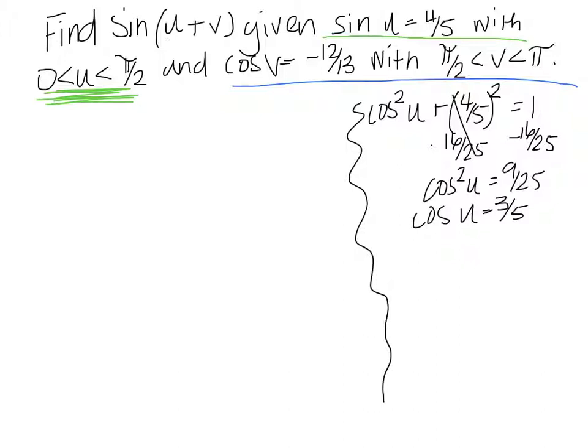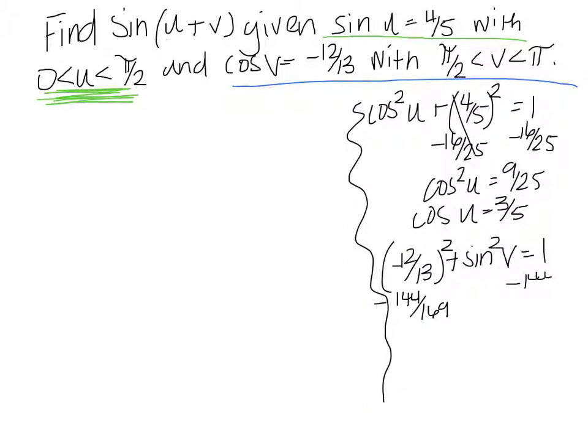Okay? Now let's worry about V. What do I know about V? For the V, I have the cosine. What do I need for the V? It's the sine. Okay, now I know that the cosine of V is negative 12/13, and I'm going to square that, plus the sine squared of V equals 1. What's 12/13 squared? 144 and 1. So 144 over 169, and I know I'm going to subtract it.